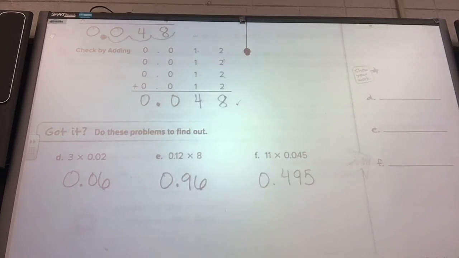Use your repeated addition if you want, although this one would be kind of a pain because you'd have to add the same number 11 times. That seems like a lot of work. So check your work, see if you got it right. If you didn't, again, find someone near you.